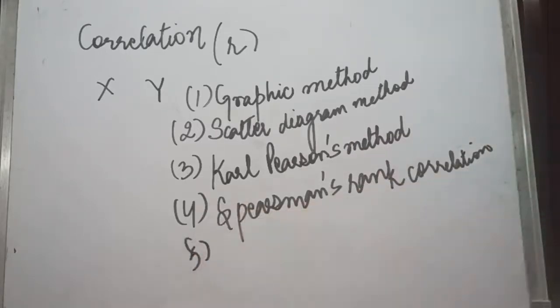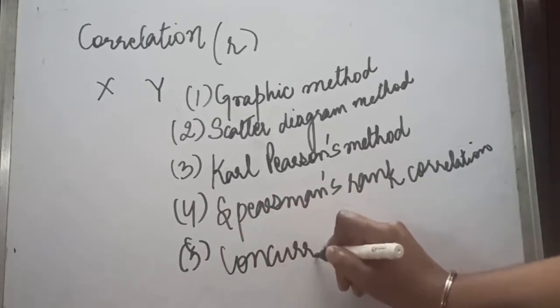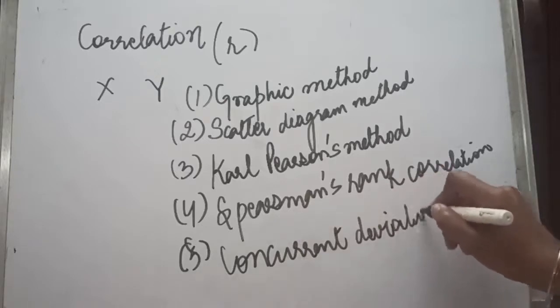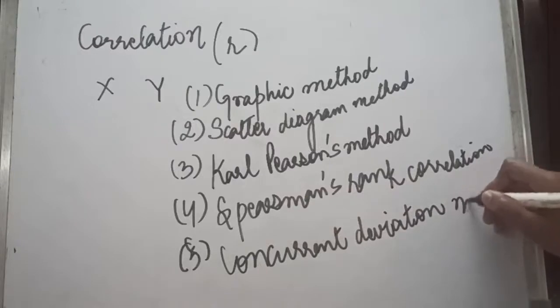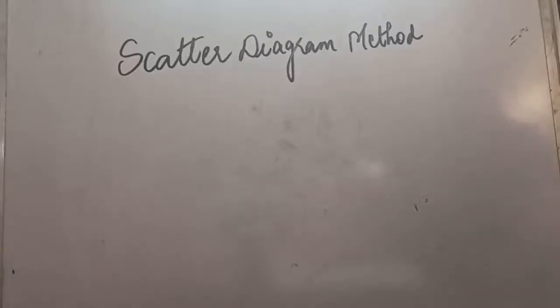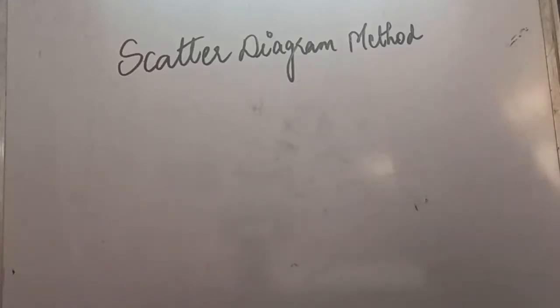And the fifth method is the concurrent deviation method. Here also we will apply one formula which will be taking assistance of the deviations. That is why it is known as concurrent deviation method. So now we will go one by one with these methods. The first method of correlation is the scatter diagram method. This method is also known as dot diagram, dotogram and scattergram method.